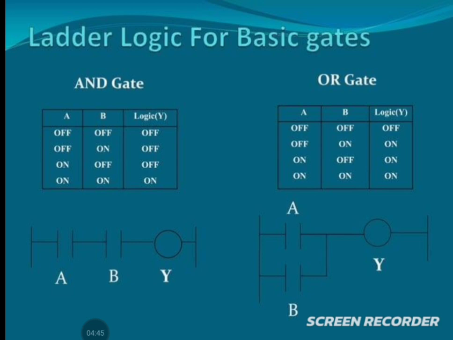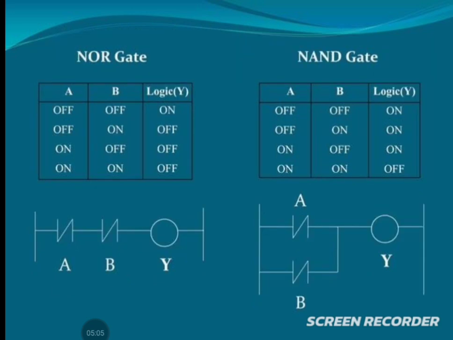While in the OR gate, it is vice versa. It's a replication of the AND gate: where both are off, the logic result is off; where one is off and one is on, the result is on; and when both are on, the result is on. These are the two major circuits, the AND gate and the OR gate. And the NOR gate and NAND gate are nothing but combinations of the AND gate and OR gate. You can see the signals from the A side and B side. We can get the logic circuits in the NOR gate and NAND gate.